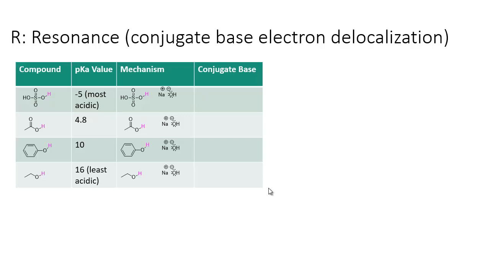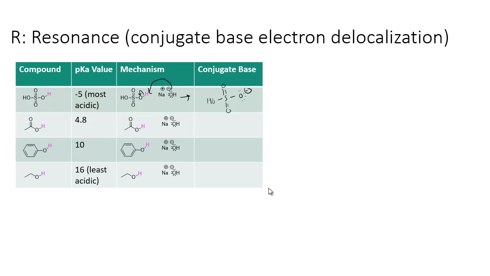Let's look at the mechanism showing formation of the conjugate base. So if we're using sodium hydroxide as our base, the hydroxide anion is going to take the most acidic proton of these compounds, deprotonate it to form its conjugate base. In this case, we have sulfur, we still have an OH group, and now we have an oxygen, and that oxygen was deprotonated and now has a negative charge.